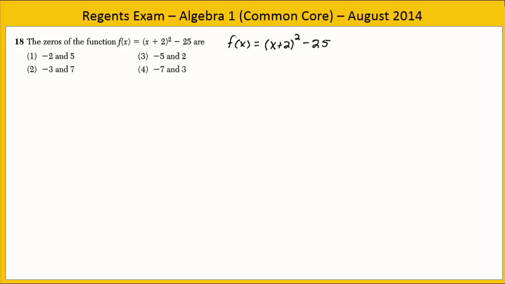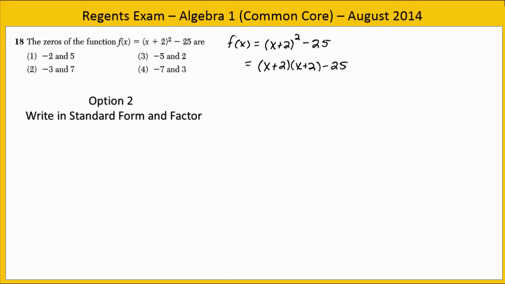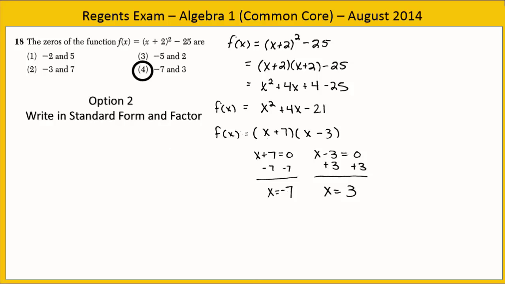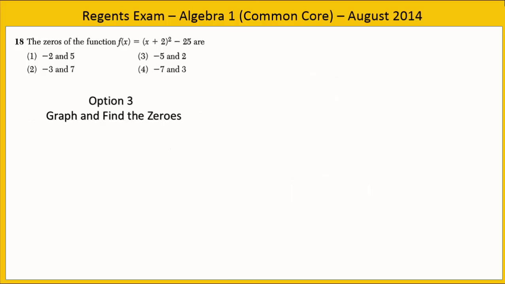Another option would be to look at the factored form of the equation. We can do that by multiplying out the (x plus 2) squared, combining like terms, and then factoring. When we factor, we have f of x equals (x plus 7)(x minus 3). The factors reveal the zeros. Take each factor and set it equal to 0. Solve, x equals -7 and x equals 3. Again, choice 4.